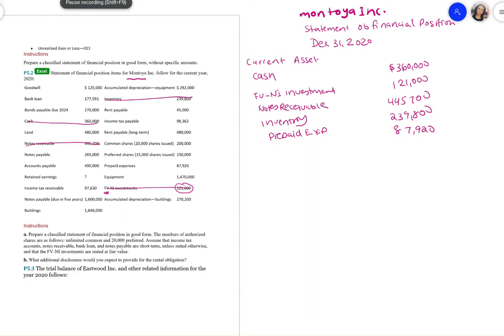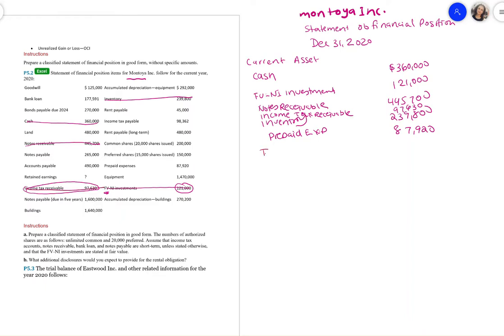If we missed it, oh, we did miss it. Income tax receivable, and that should be going after the receivable. So in between, we are going to have income tax receivable. All the receivables go together before the inventory. In this case, it's 97,630, and those are all of them that we have.